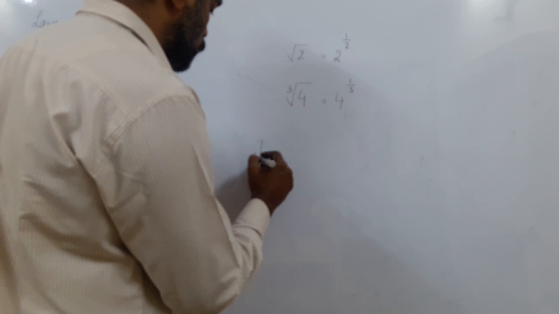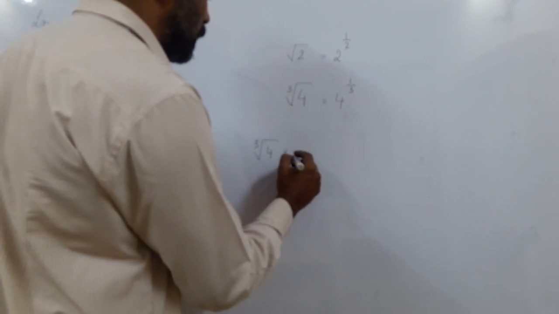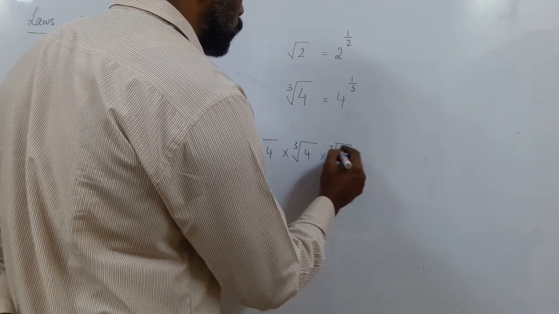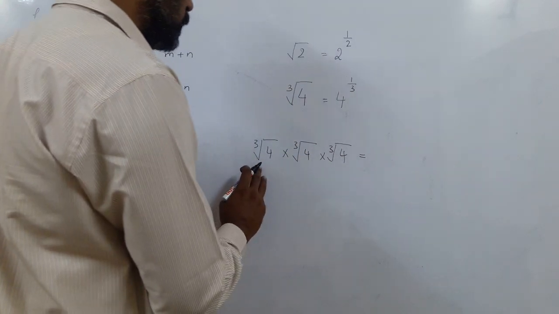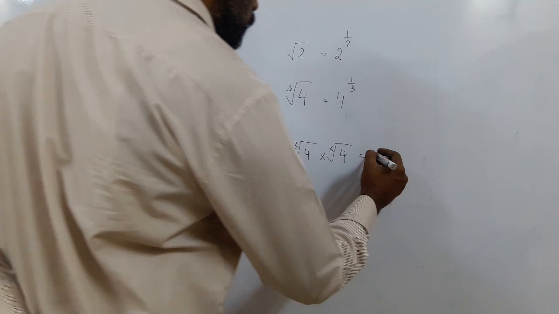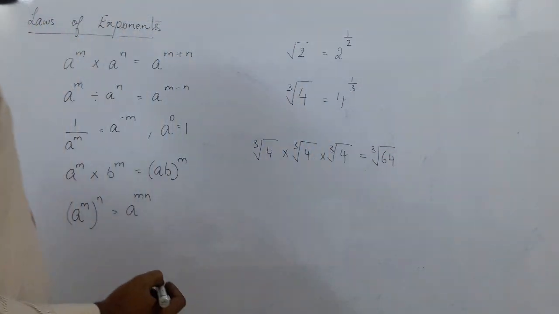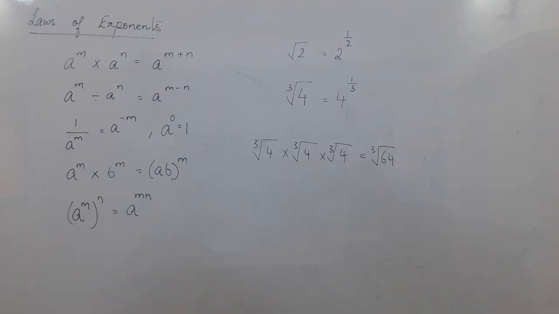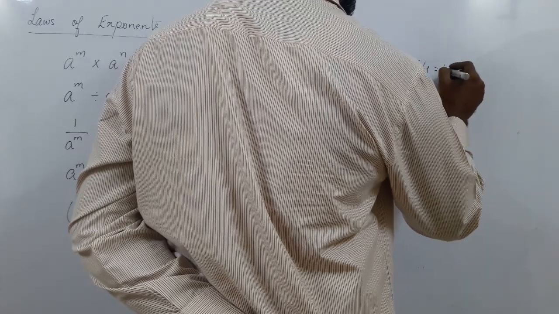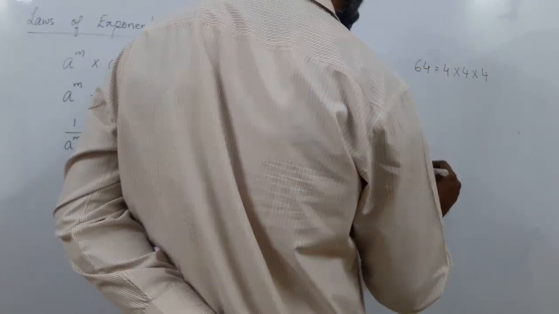So cube root of 4. Because it is cube root, I multiply 3 times. Cube root of 4 into cube root of 4 into cube root of 4. Why 3 times? Because this becomes how much? Cube root of 64. Yes? And what is the cube root of 64? We know 64 equal to 4 into 4 into 4. So cube root of 64 is 4.